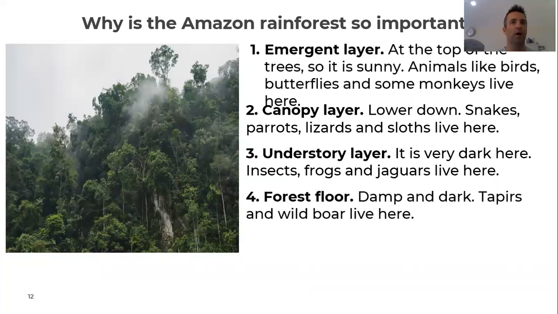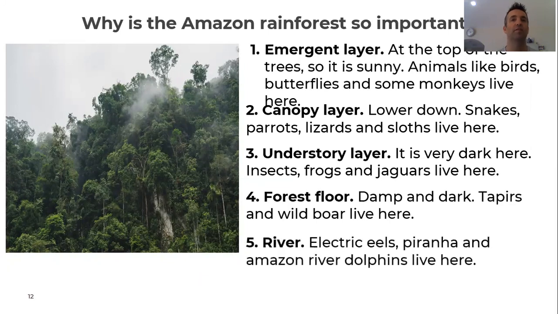And our last part of the Amazon rainforest is the river itself. So the Amazon River flows through all the Amazon rainforest and lots of different creatures live within the river. For example, electric eels, piranha, which is a type of fish, and Amazon river dolphins all live and thrive in the Amazon River. So those different layers of the forest within the Amazon rainforest provide homes and provide food for all the different animal species.